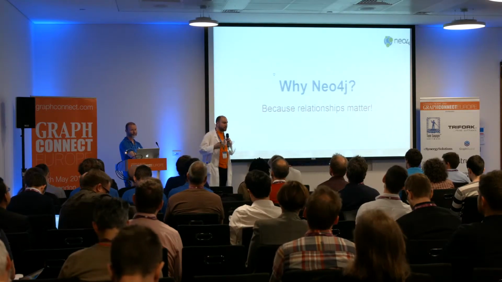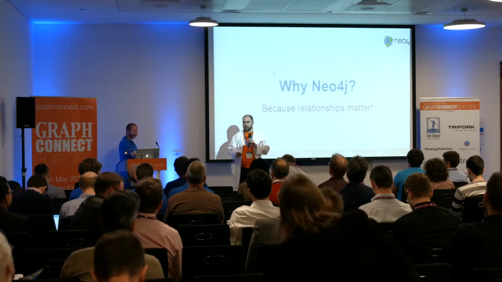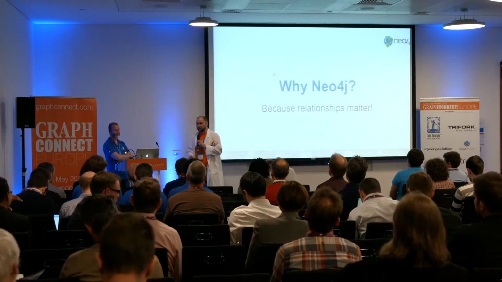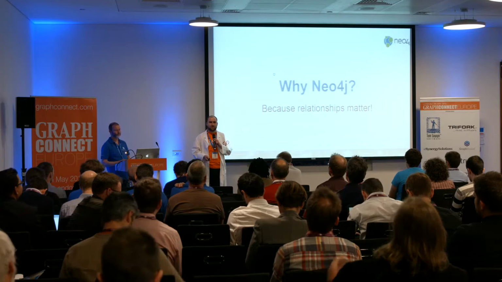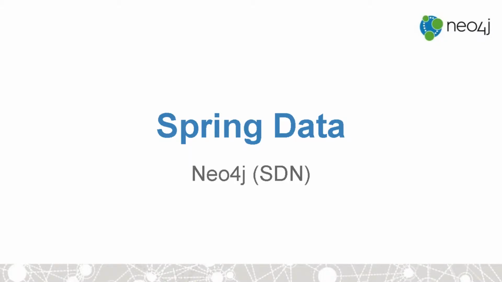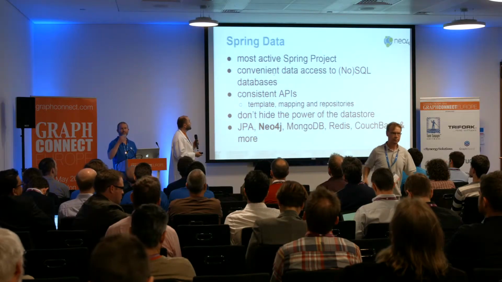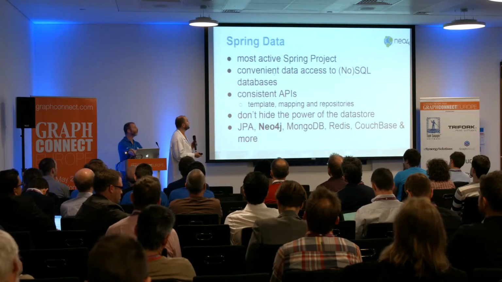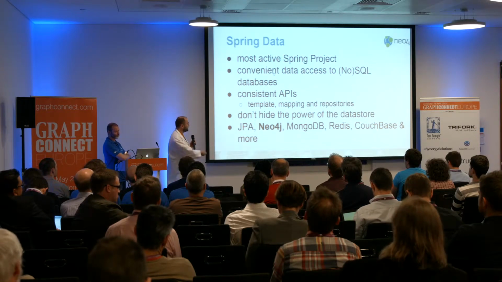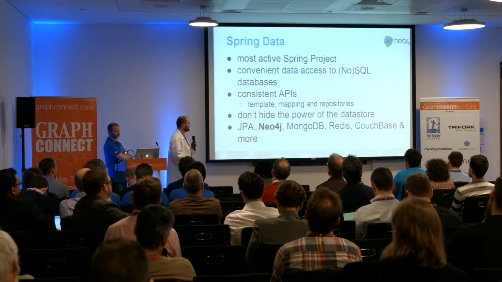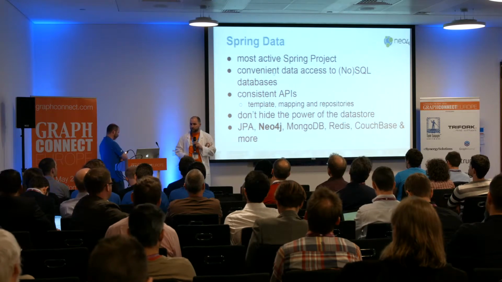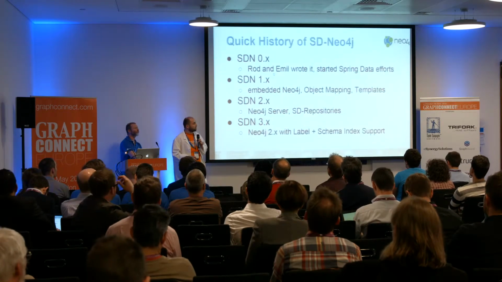Yeah. So I don't have to do the intro why Neo4j at all, because you're at Graph Connect, so I can easily skip that. But just the message is relationships matter, right? And they matter everywhere. Okay, Spring Data. So you probably know that the Spring Data project is the Spring Source project that gives Spring developers access to NoSQL databases in a convenient way with consistent APIs. And Spring Data Neo4j is one of the core projects there. And as you can see, there are a number of different databases, and it's in active development. And there are a number of people at Pivotal that work on it, and also outside of Pivotal.